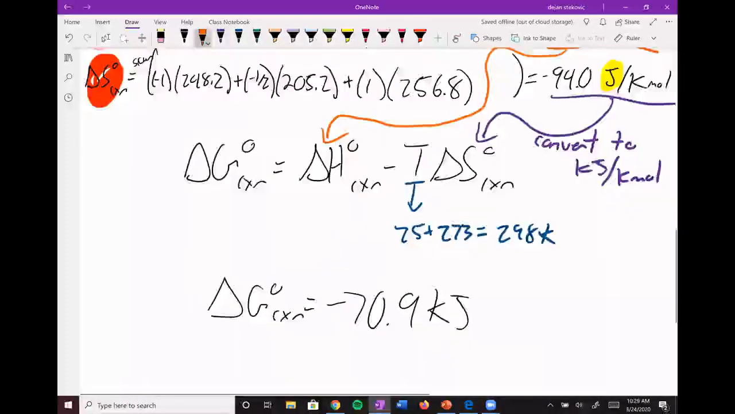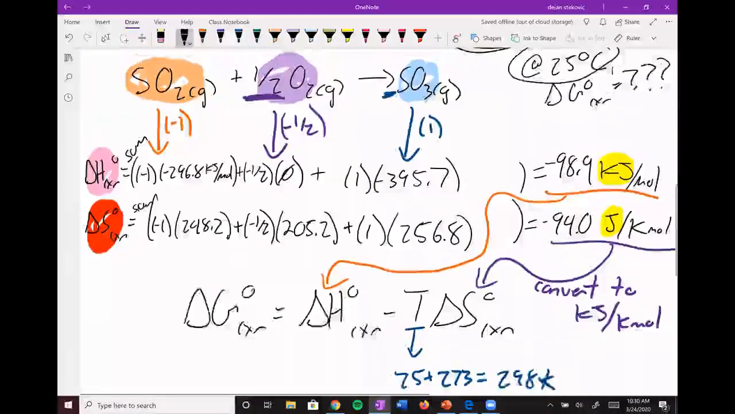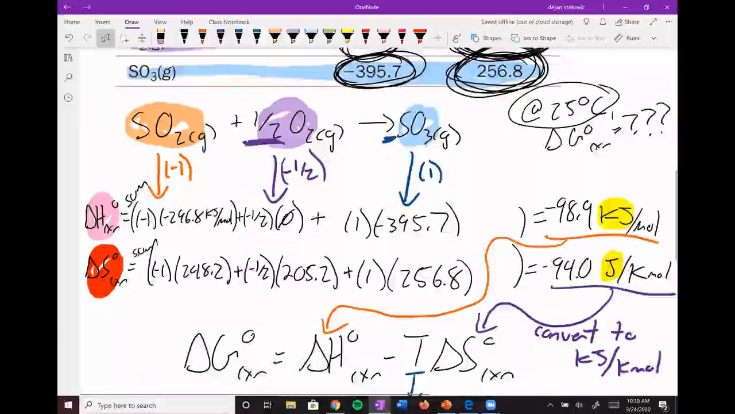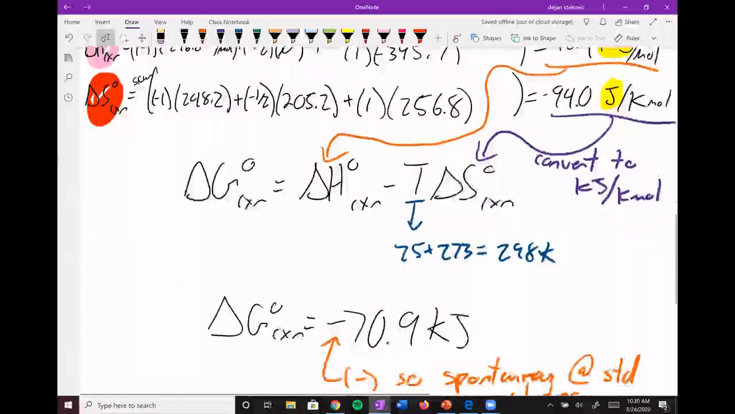So what this tells you is, this is negative right here, so this is spontaneous at standard states. So this reaction is spontaneous at 25 degrees Celsius and assuming 1 atmosphere of each one of the gases.